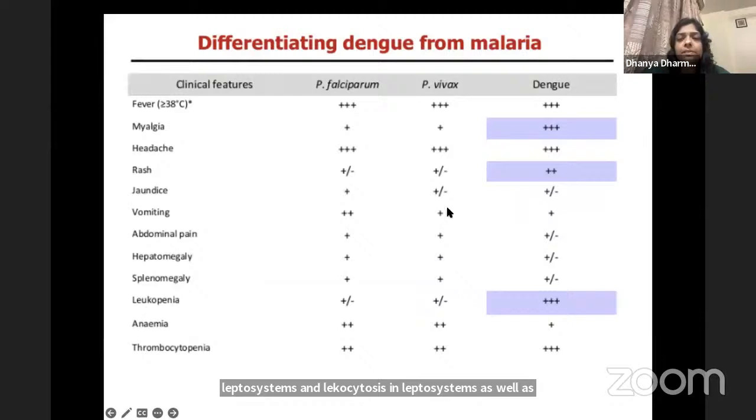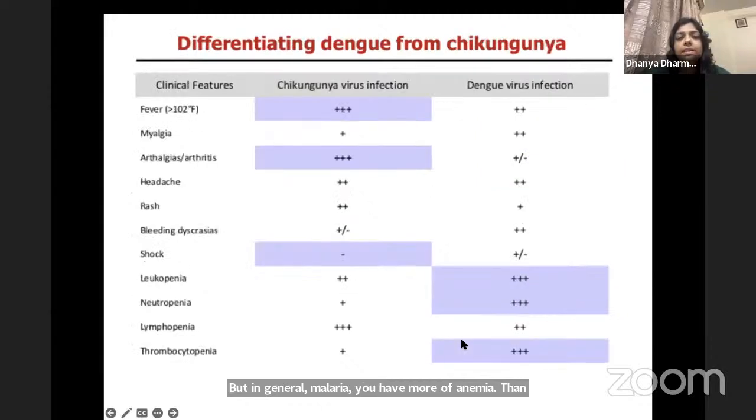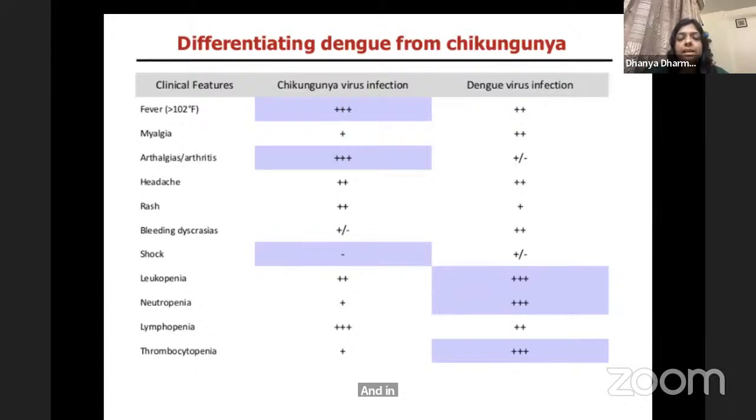How do you distinguish between malaria? Malaria, like dengue, also has a very good test, the rapid malarial antigen test, to help out. But in general, in malaria you have more anemia than in dengue. And in chikungunya, of course, you have small joint involvement, whereas rarely in dengue you have small joint arthritis. And neutropenia is more predominant in dengue compared to chikungunya.